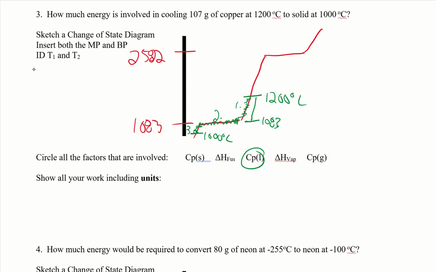Step number 2, same thing. Delta H of fusion, grams to moles. And then finally use your delta H of fusion. Multiply it in order to get your final value. And then finally, you're going to use your Q formula again for step number 3. Step number 3 again is going from 1083 to 1000. So the change in temperature is 83.